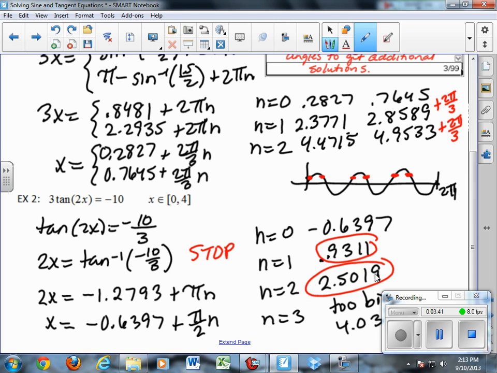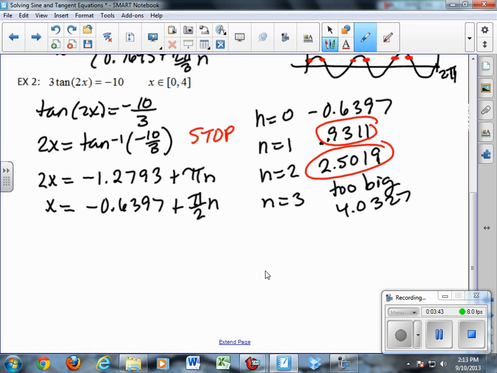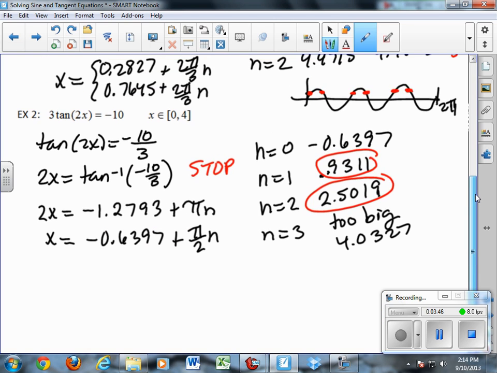Now let's look at a tangent equation. So I want 3 tangent of 2x is equal to negative 10. x is in the interval 0 to 4. So first divide by 3. Then I say inverse tangent of negative 10/3 is equal to 2x, and I stop and write the general solution. Oh yes, stop in the name of trig and write the general solution. Okay, we've done that. Now, what's the general solution for tangent?